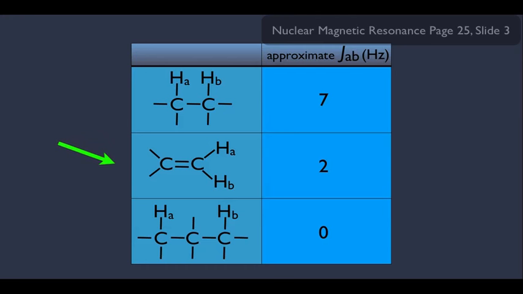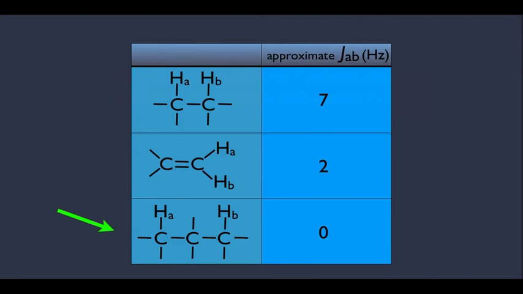Notice the next row here in the table. We saw before that the HA hydrogen in this case could split the HB hydrogen and vice versa. When this happens, the J values are about 2. And lastly, following the concept here, if you have an HA hydrogen like this and an HB hydrogen like that over there, these are way too far apart for their signals to be split. That's why the J values would be 0, which basically means no splitting would be observed. So that's the point here.